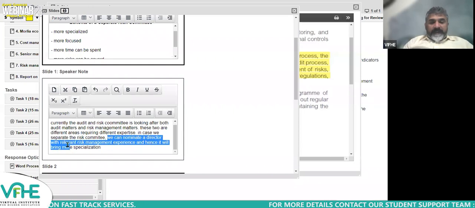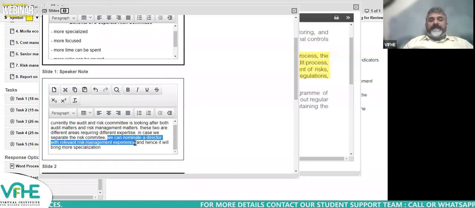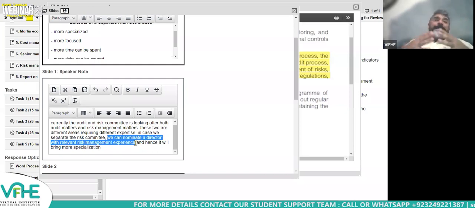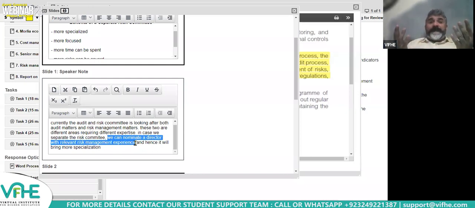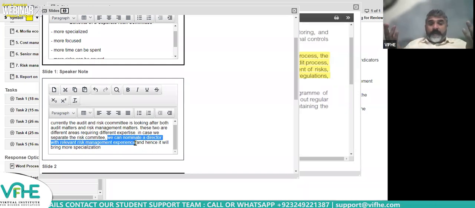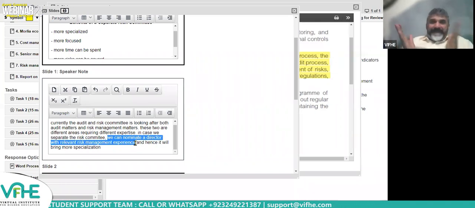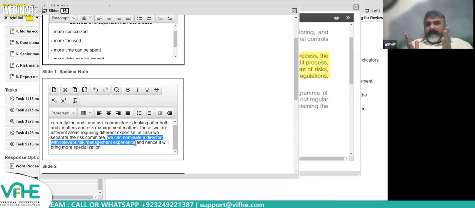We can nominate a relevant director with risk management. Everybody is saying separating the risk committee will bring specialization. How? Just separating will bring specialization? No. When you separate, you will have to nominate people with that background. Then you will get specialization, right? You have to explain these things.